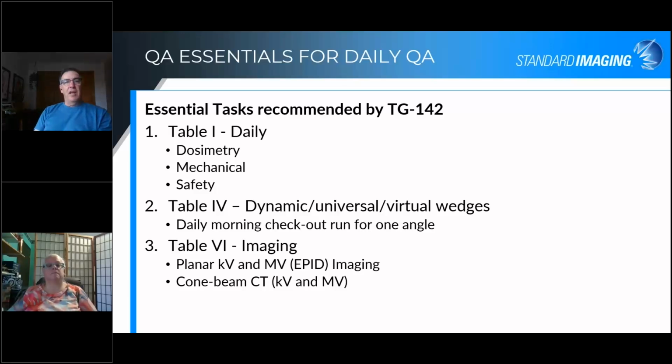And then the last one, table 6, is the imaging portion of it. This is not necessarily an image quality test. Those are typically done monthly. These are more mechanical: your couch collision interlocks and your MV and KV imager geometries and perpendicularities, alignment to those. So that's what is covered for the essentials for daily QA.